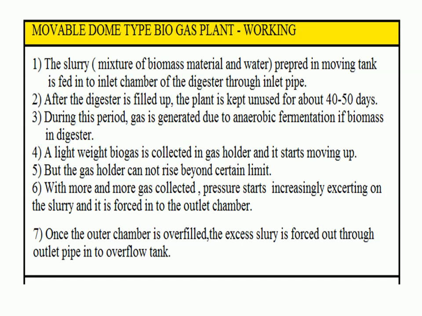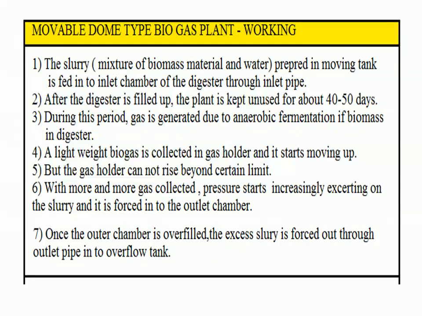The working principle of this movable plant: first, the slurry is formed, that is mixing of biomass material and water. Then a liquid form of biomass is obtained. This is referred to as slurry. Next, this slurry is fed to the digester through the inlet pipe. After the digester is filled as per the design of the plant, the slurry is kept in an unused position for 40 to 50 days. During this period, gas is generated due to anaerobic fermentation.